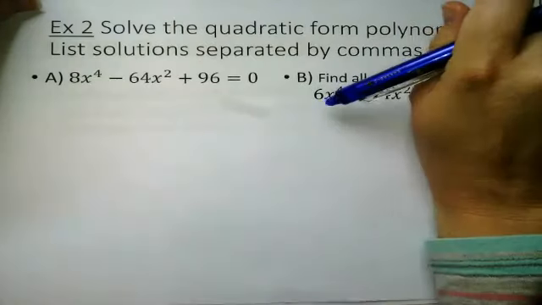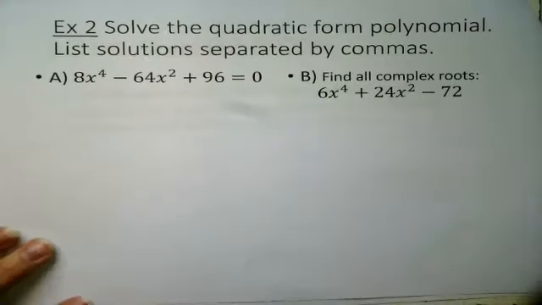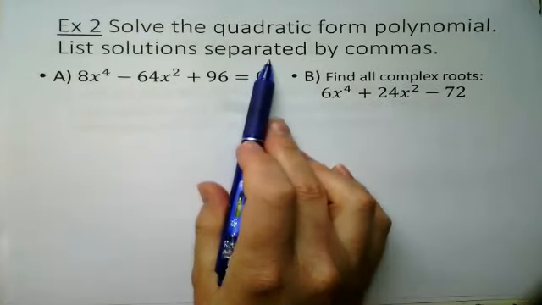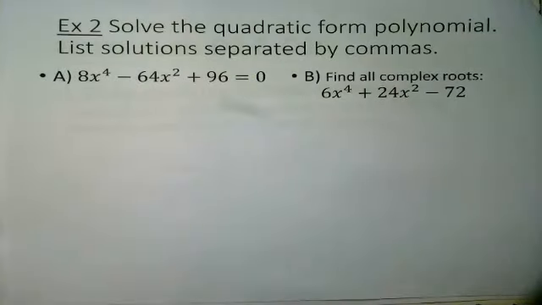All right, hopefully that's a good enough refresher. Now let's look at solving some quadratic form polynomials. List the solutions separated by commas. This is kind of an important part on IXL. You cannot enter in a plus or minus, so you have to separate your answers by using commas.